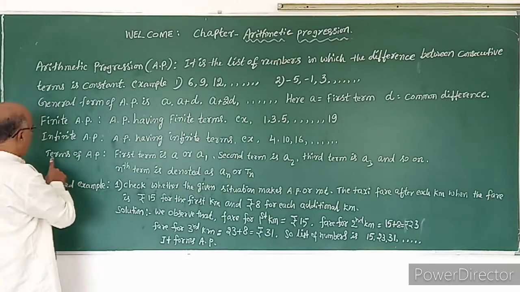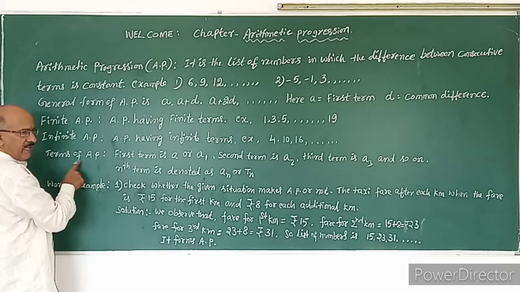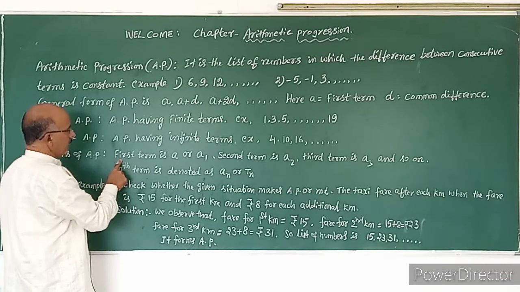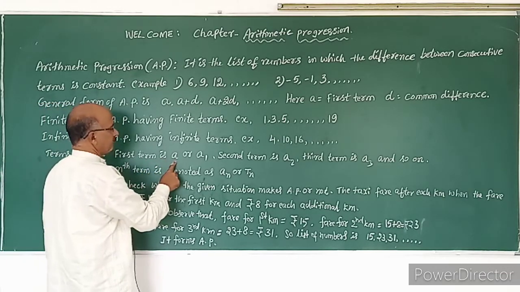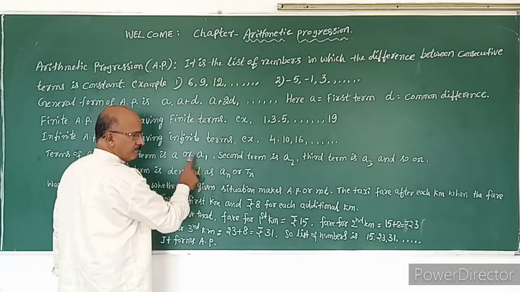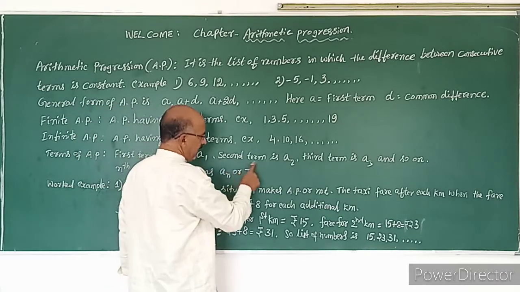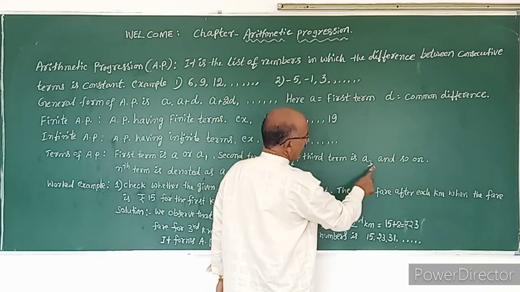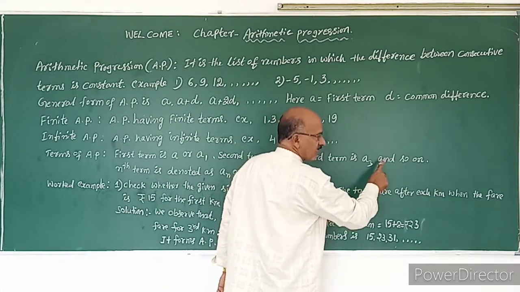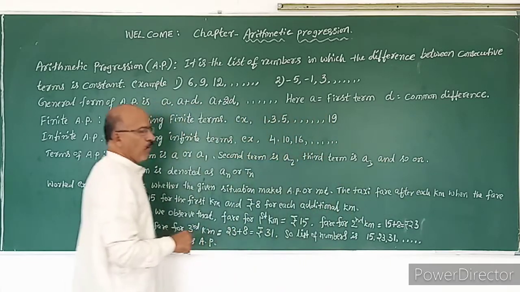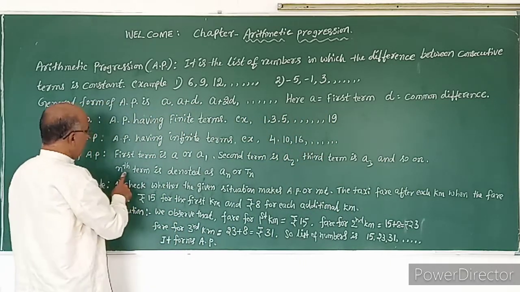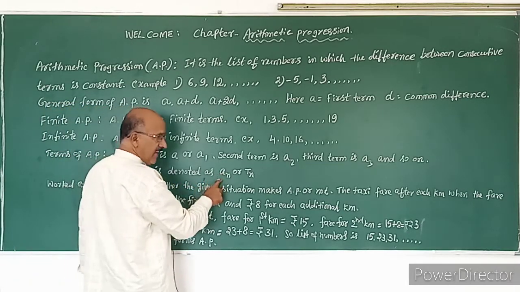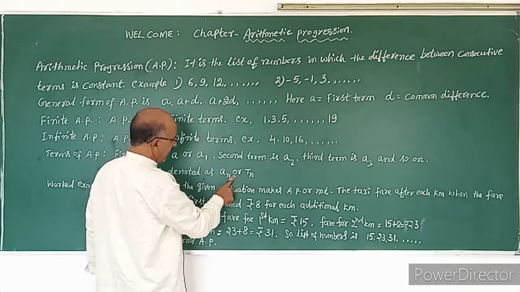In AP, terms of the AP can be taken as follows. First term is A or A1. Second term is A2. Third term is A3 and so on, A4, A5, etc. The nth term is denoted as An or Tn.